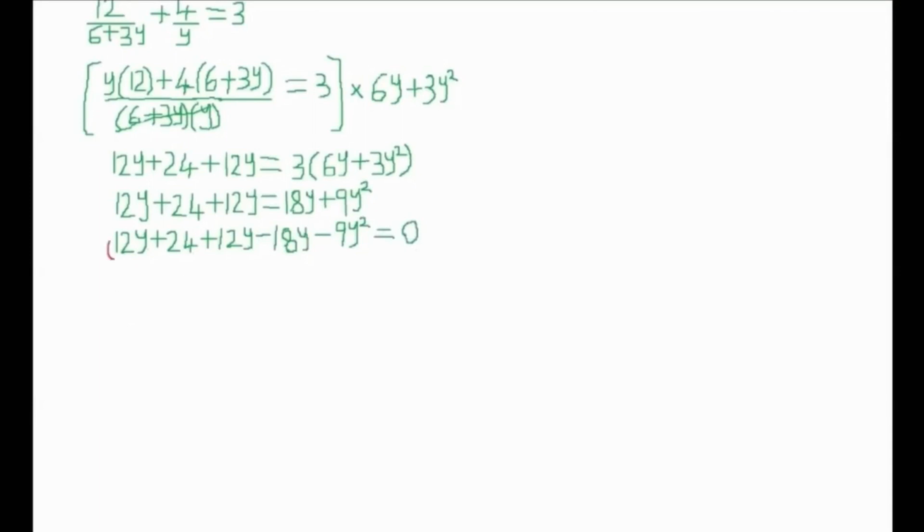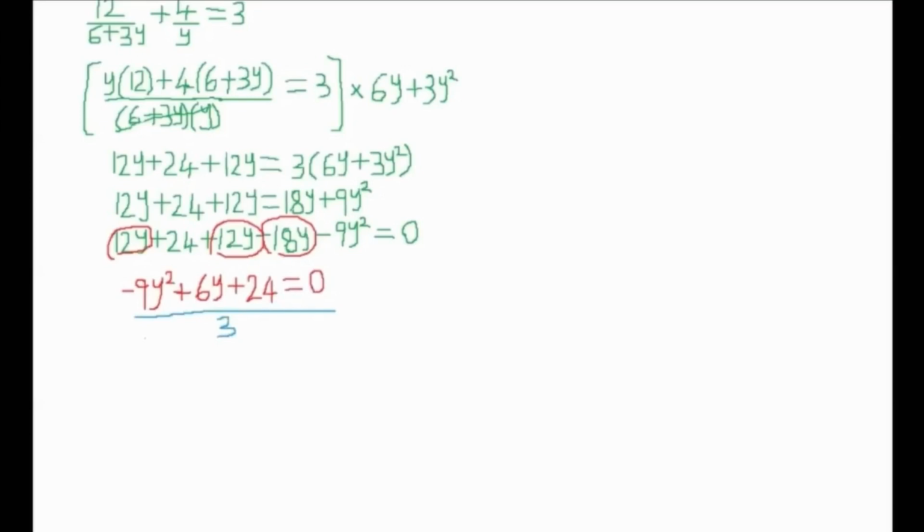So now let's evaluate the like terms, which are 12y, 12y, and negative 18y. So it will be negative 9y squared plus 6y plus 24 is equal to 0.